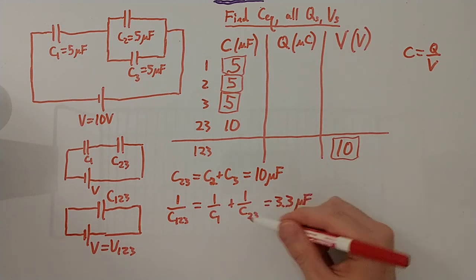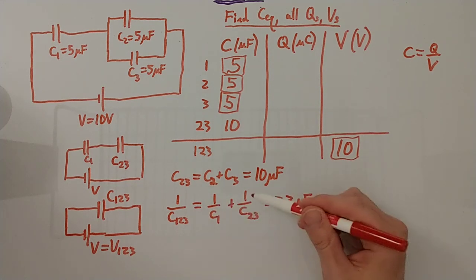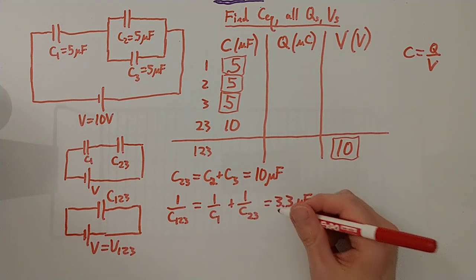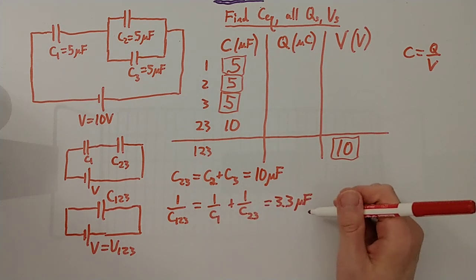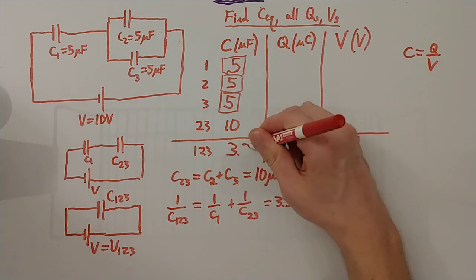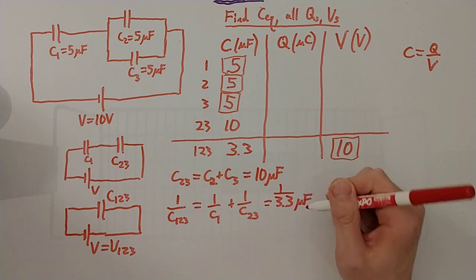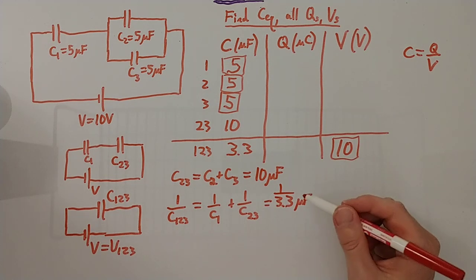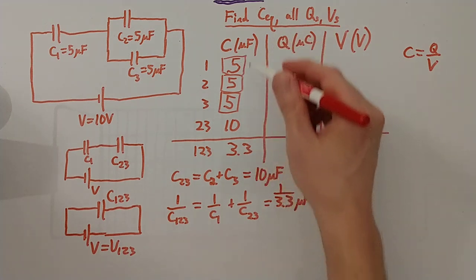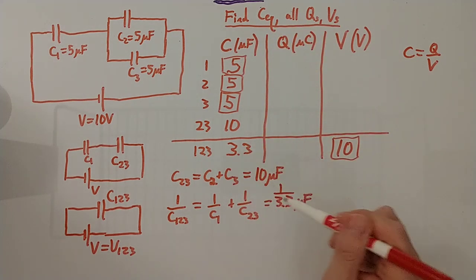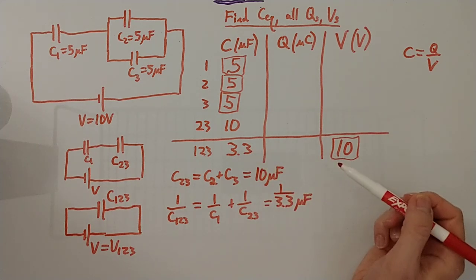And then inverting, right? 1 over 3 plus 1 over 10, and then inverting, you get that C123 is 3.3 microfarads. So I'll go ahead and write that in the table. So I guess technically 1 over 3.3. There we go. And so great, we filled in a whole column here. We now know what the equivalent capacitance of this system is, 3.3.